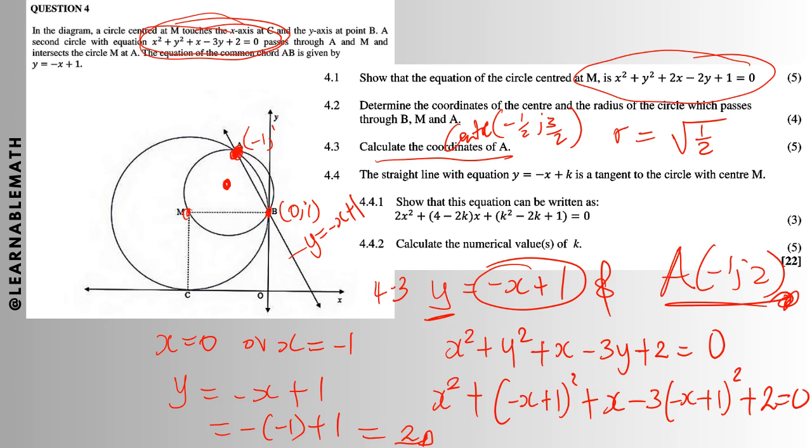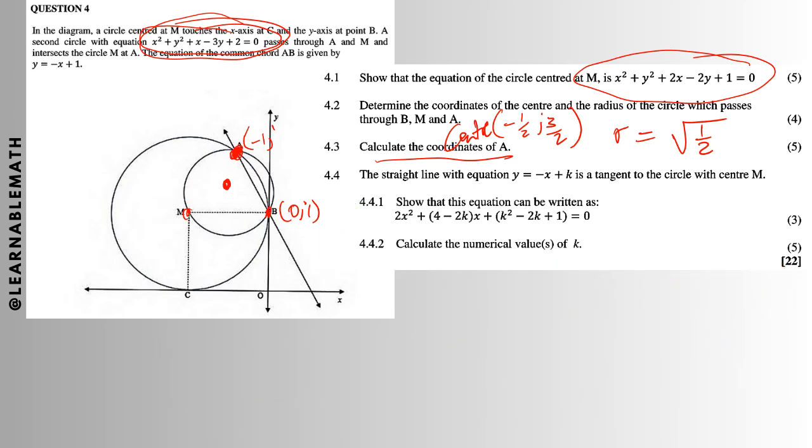So it's the point of intersection. You use the straight line and the equation of the circle. You just substitute that straight line, which is y = -x + 1. Where there is y, you put that, you solve for x, and you check which one will be the suitable value of x. Let's quickly go to 4.4 now.